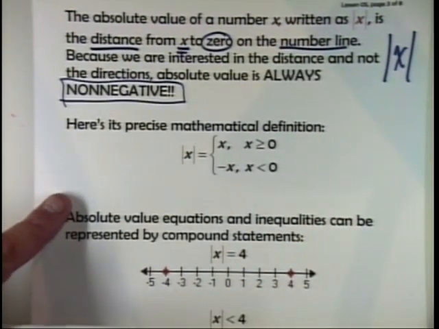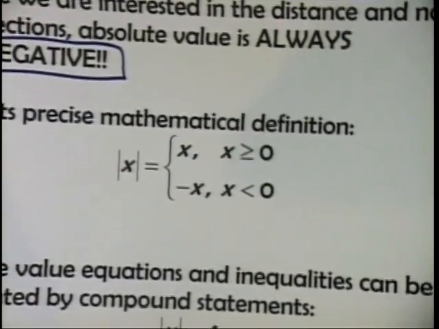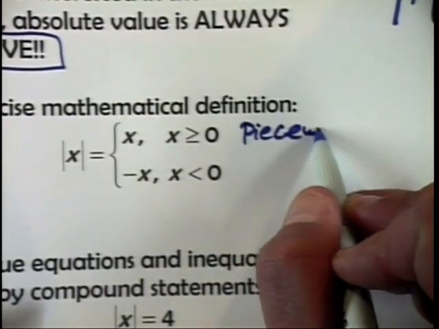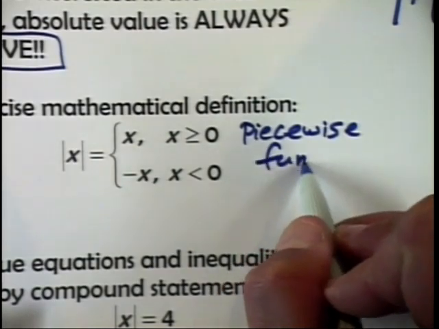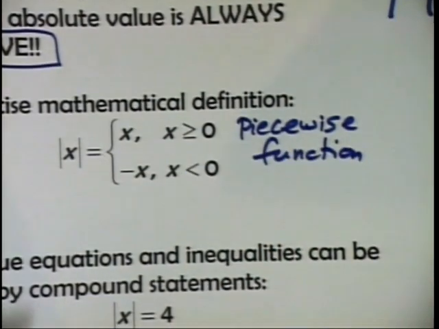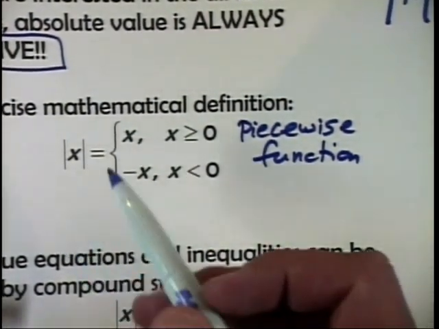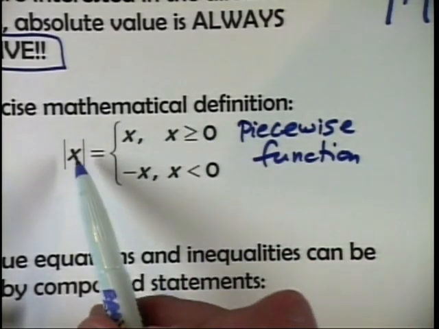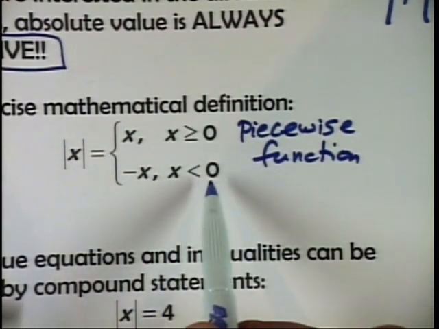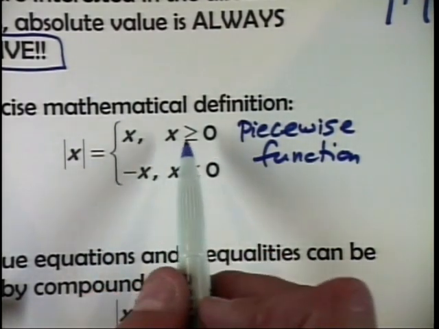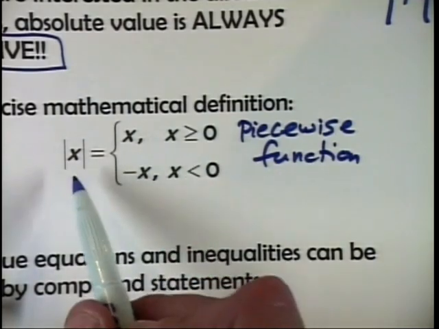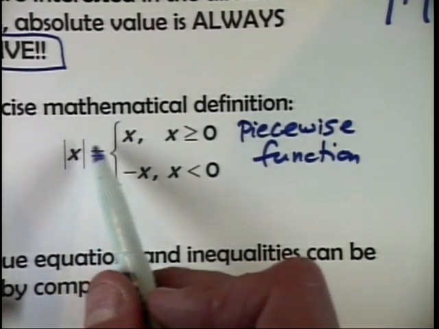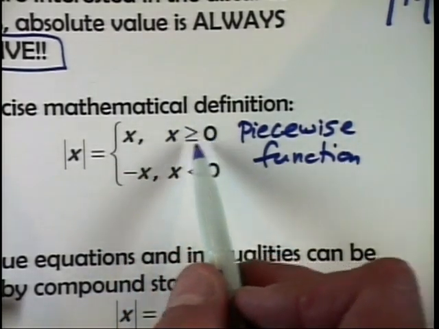Now here's the precise mathematical definition. We can write it as what's called a piecewise function. That's what this is, a piecewise function. And what it does is it allows us to consider the two cases, when x is positive or 0, non-negative, or when x happens to be negative, less than 0. Well, if x is positive, greater than 0, or 0, I don't need to do anything to what's inside the absolute value. I take it as is. So it's just x when x is greater than or equal to 0.